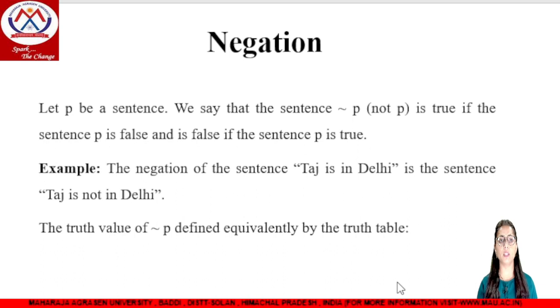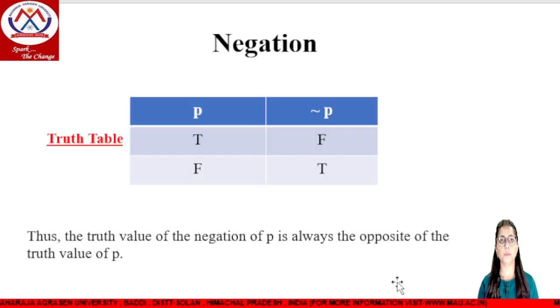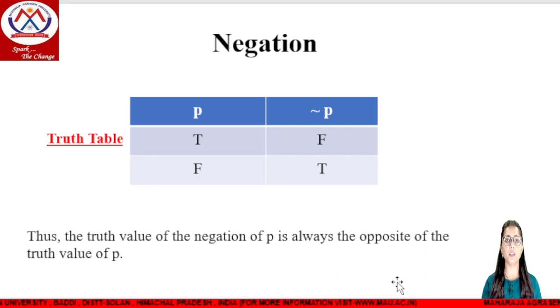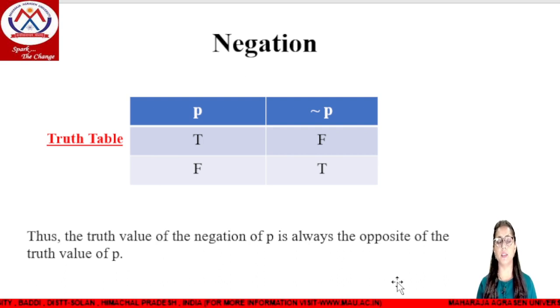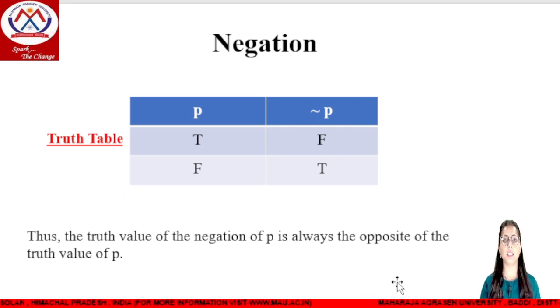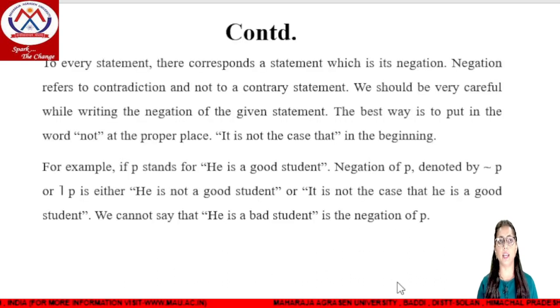See the truth value for the negation. Here P is a statement. If the statement is true, then its negation will be false, as we can see in column number 2. When statement P is false, then its negation will be true. Thus the truth value of the negation of P is always the opposite of the truth value of P.